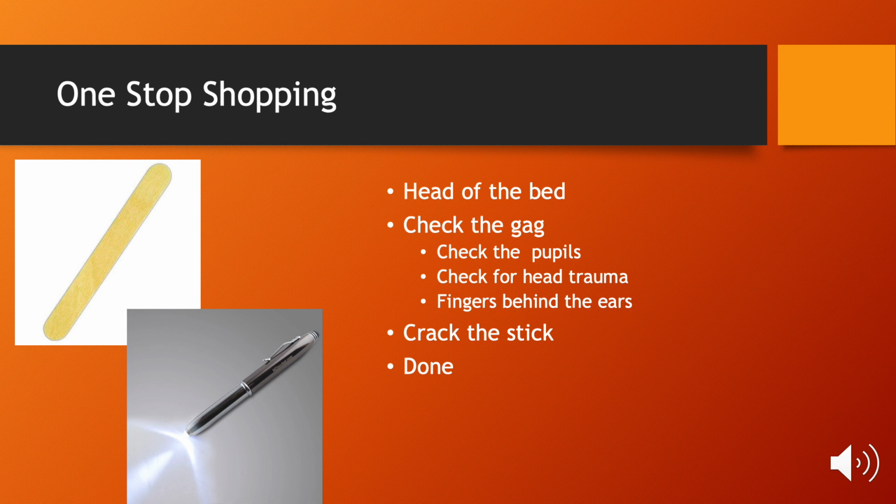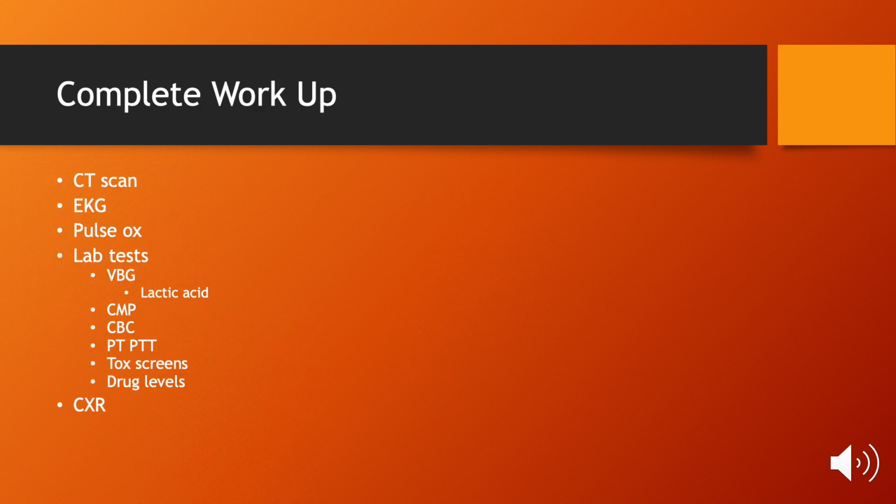Question answered. To do a complete workup here, you'll probably need a CT scan, EKG, pulse ox, lab tests, including VBG for lactic acid, especially in patients who you think might have seizures, CMP, CBC, PT-PTT, tox screens, and drug levels, and a chest x-ray, especially if you think there's a possibility that the patient aspirated. After you've completed this, you'll be well down the path of sorting out what caused your patient's altered mental status and stabilizing them for admission.